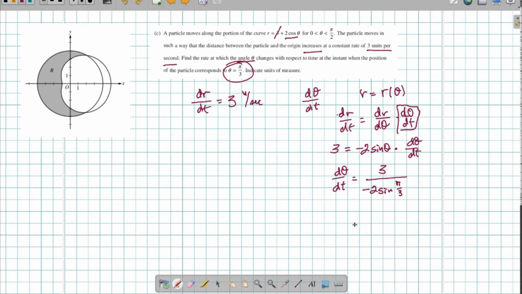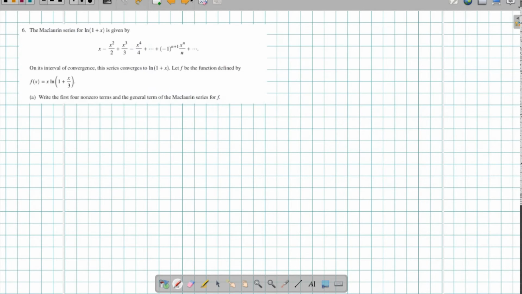And of course, this is a perfectly acceptable answer, except I do need to indicate units of measure, and I'm talking about how an angle changes. Remember that angles are measured in radians, and my time unit, they told us, was seconds. So this is going to be that many radians per second. So that's problem 5. Now we move on to problem 6.